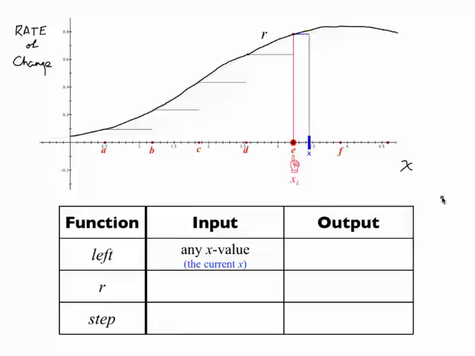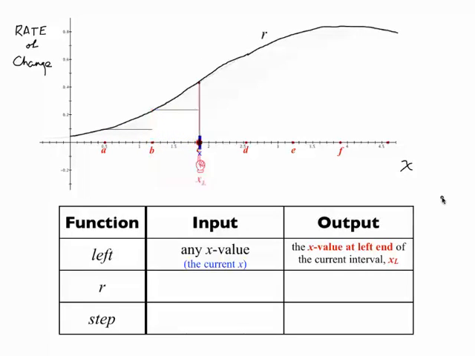Is it a rate of change? Is it y? So this is what's confusing about this. You're used to outputs of functions being a y coordinate. That's not what left is. What's the output of left? It's another x coordinate, right? It's the x value at the left end of the current interval. What I'm showing there with a hand as x sub L. Yes, left of x is the output, which is the function way of saying x sub L.